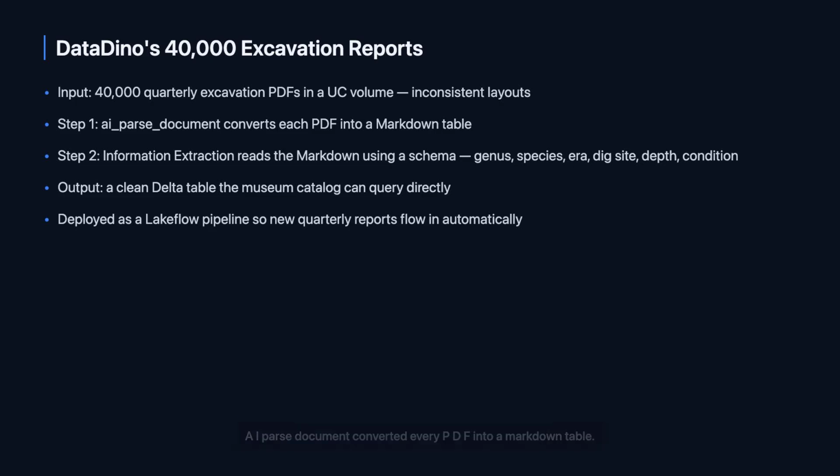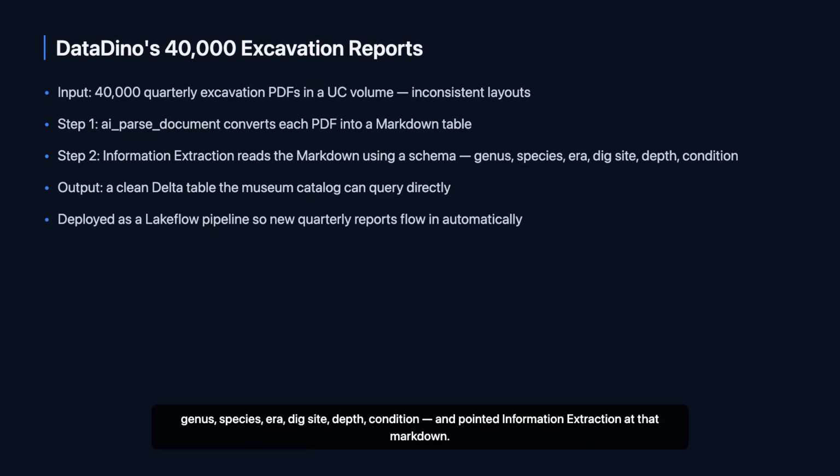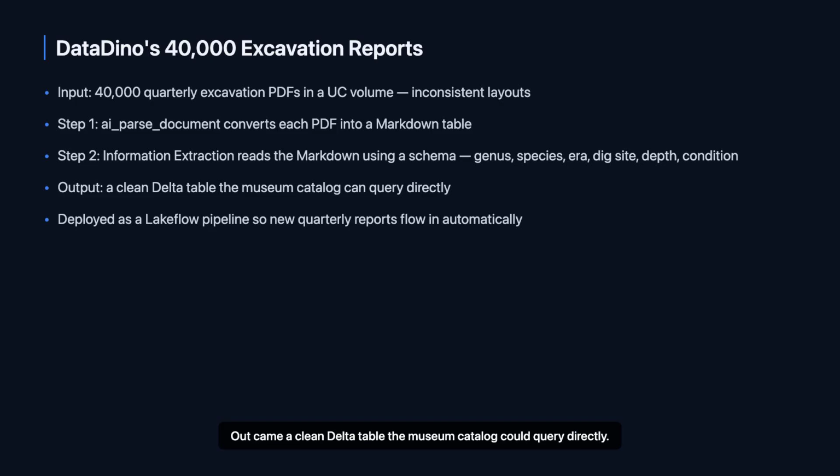From there, they defined a schema once: genus, species, era, dig site, depth, condition, and pointed information extraction at that markdown. Out came a clean delta table the museum catalog could query directly. They deployed the whole thing as a Lakeflow pipeline, so new quarterly reports get parsed and extracted automatically the moment they land. No custom regex, no fine-tuning, just a parsing step, a schema, and a target.